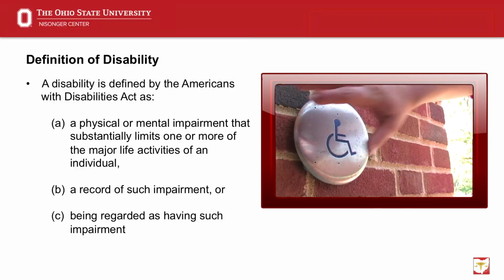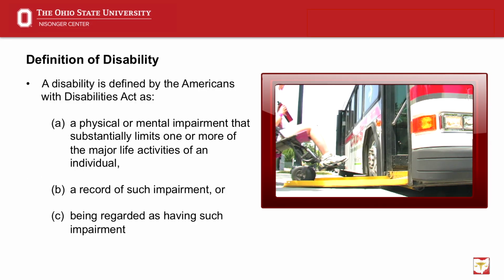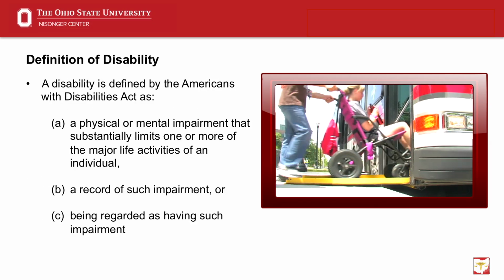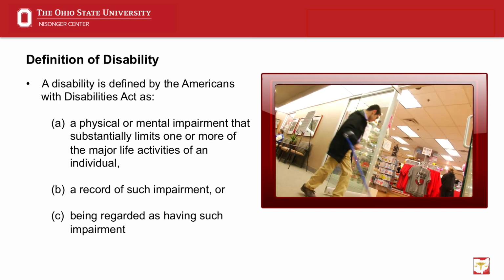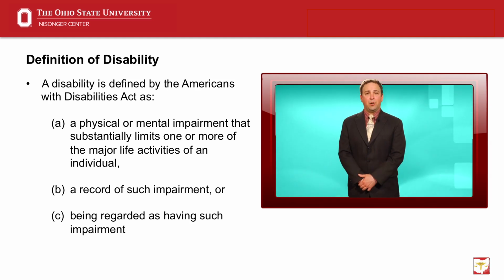The ADA of 1990 defines a disability as a physical or mental impairment that substantially limits one or more of the major life activities of an individual, a record of such impairment, or being regarded as having such impairment. This is a functional definition. In other words, the ADA does not list specific impairments. Rather, the determination of whether or not a person has a disability depends on how the impairment impacts their functioning.